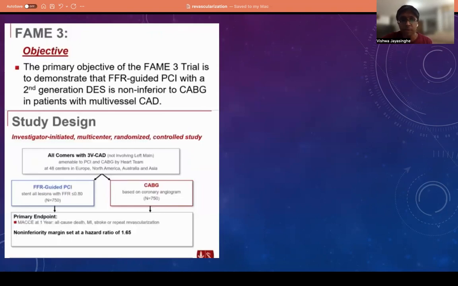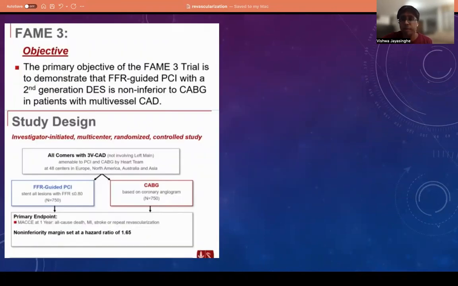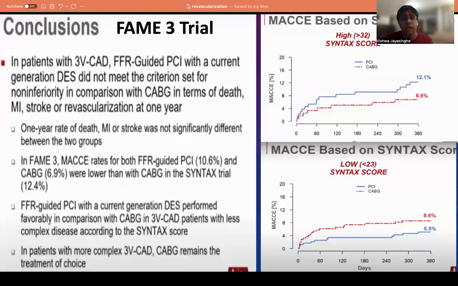Also, a newer trial, the FAME 3 trial. This is a fairly recent trial which evaluates FFR-guided PCI with second generation stents. Remember, SYNTAX had first generation stents and did not have FFR, and FAME 3 has second generation stents and FFR. FFR-guided PCI versus CABG for complex triple vessel disease. The important thing here is that it did not involve left main disease. Overall, CABG was better for triple vessel disease than PCI with second generation DES.